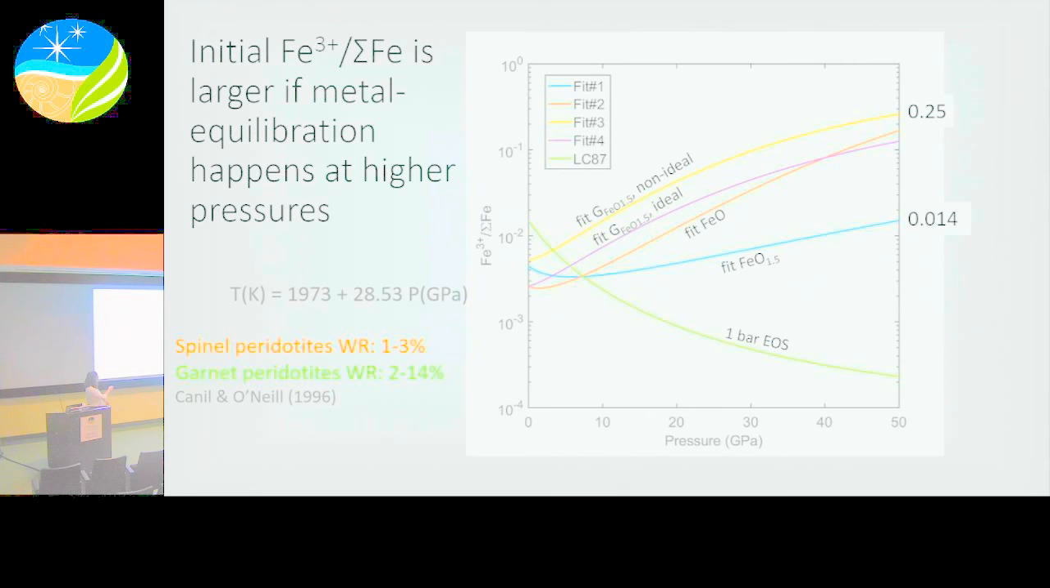And then as we go up to high pressure, we're getting larger amounts of iron 3+. So the range right now is pretty uncertain on what we would get for the Earth's mantle, but it ranges from about 1.5% up to about 25%. For reference, this is the range for spinel peridotite whole rock measurements. That's about 1 to 3%, and garnet peridotites range from about 2 to 14%.